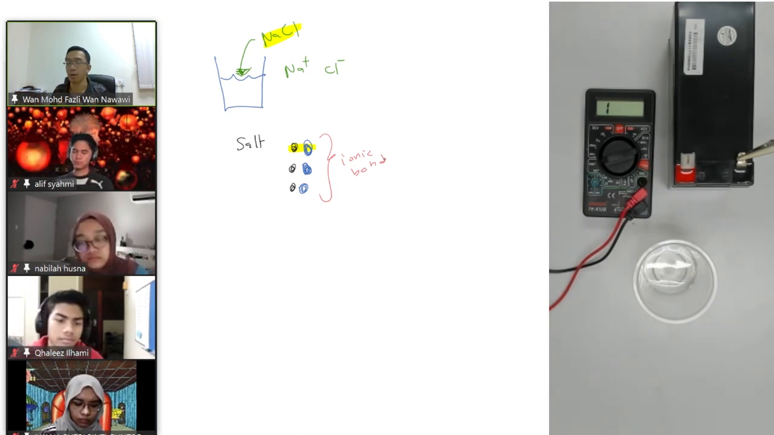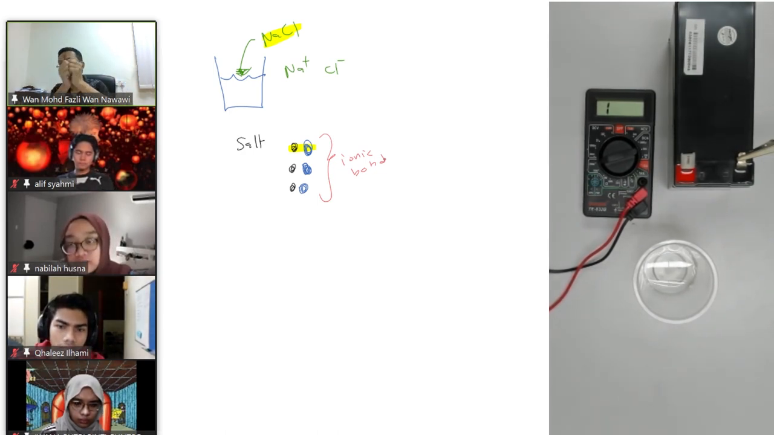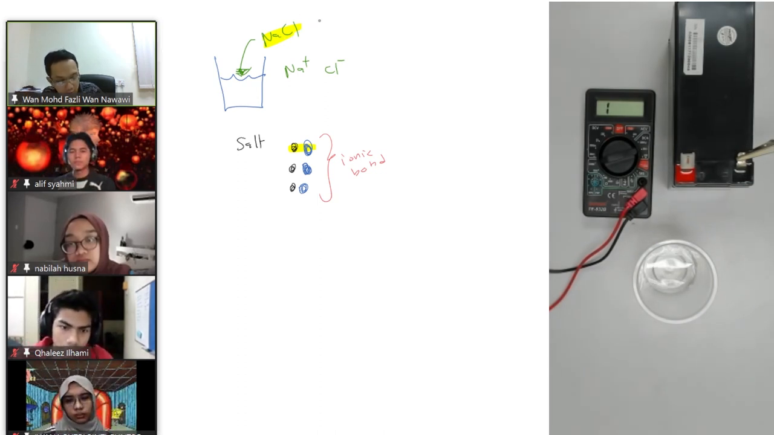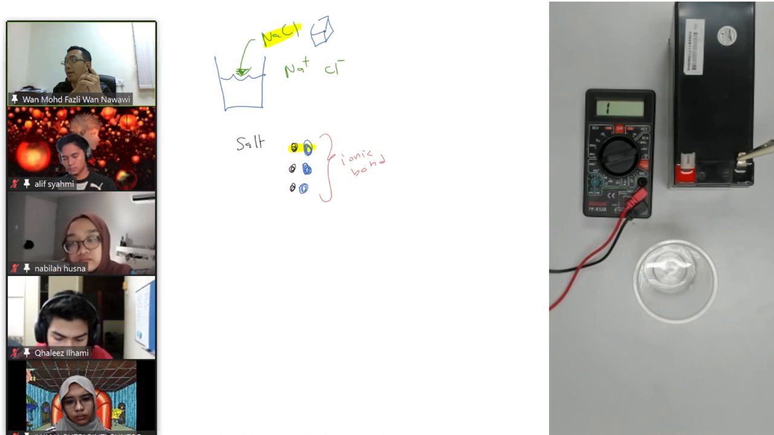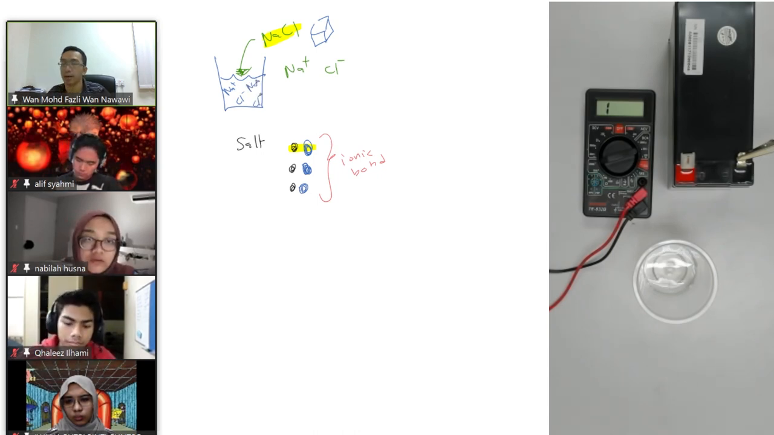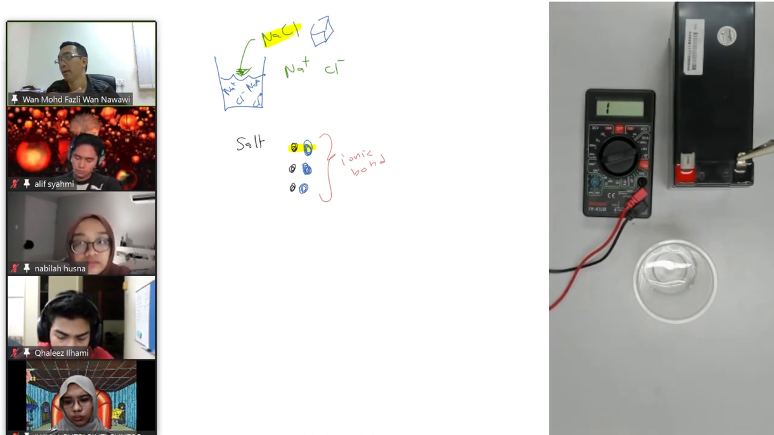When you have an ionic bond, it itself is strong when it is solid. But when you put the ionic thing in the water, then the ions will be separated. If you have this salt on the outside, you see it's solid, right? The sodium and chloride are packed together very tightly. But once you put it in the water, the sodium and chloride will be separate, Na+ and Cl-. That's why we say that salt dissolves in water.